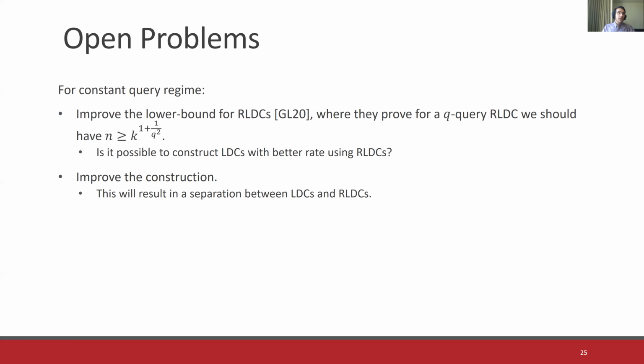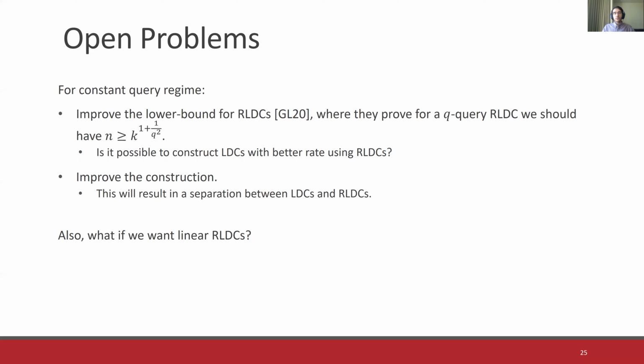And it can be the case that this construction is not optimal, and if there is a better construction than this, then this will result in a separation between LDCs and RLDCs. And if the lower bound is not optimal, then it might be the case that it's possible to construct locally decodable codes with better rate using the ideas from RLDCs.